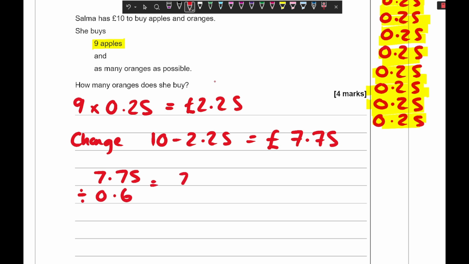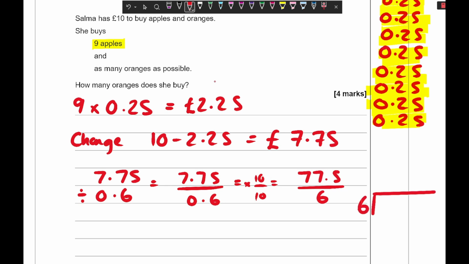So if I wrote that as a fraction, then I would get this. And then what you want to do potentially is convert the denominator into a whole number by multiplying by 10. So if I multiply both those by 10, I would get 77.5 divided by 6. And from this, you can then do 77.5 divided by 6. How many 6s go into 7? That would be 1, remainder 1.